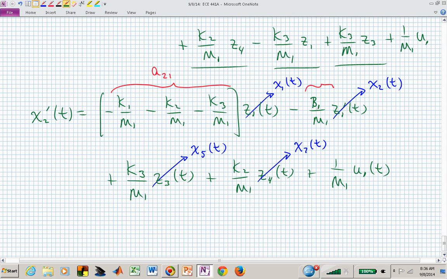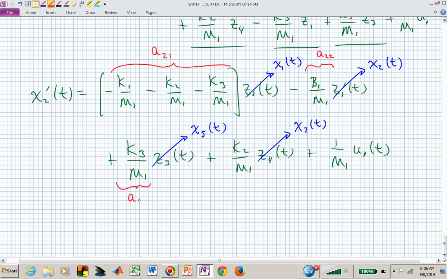B1 divided by M1, where will that be in our system matrix? That's in the 2,2 entry. Second row, second column, because it has to be scaled by x sub 2. What about this coefficient? K3. Let's say K3 was 300 newtons per meter, and let's say M1 was 1. That's now 300. Scaled by x sub 5, it has to be in the second row, fifth column.